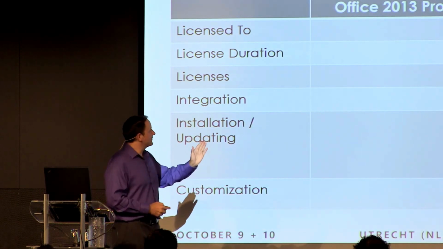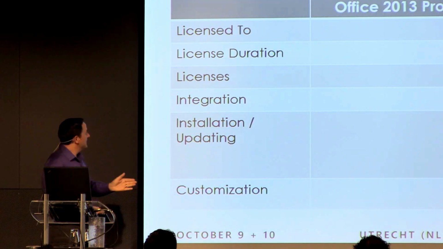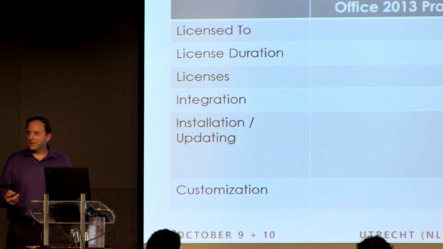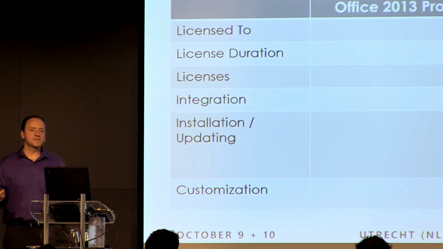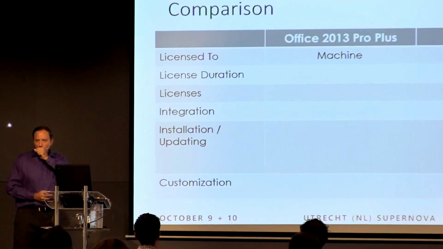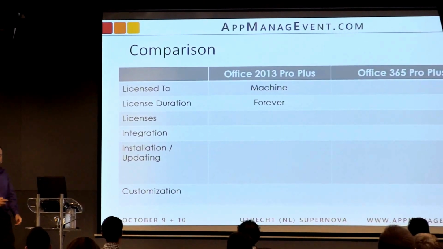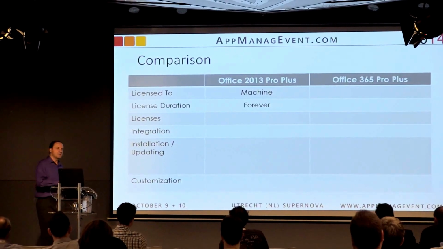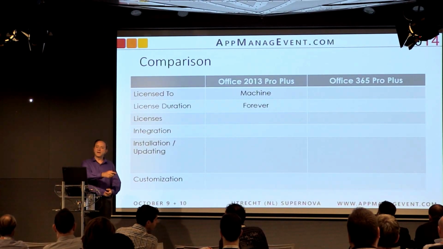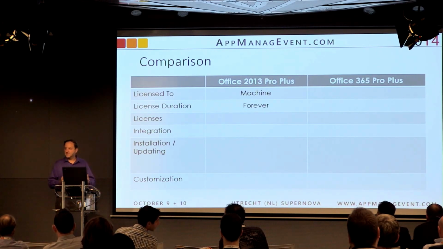I like to go from what you're familiar with to what's new. So let's talk about MSI. If you're going to deploy MSI 2013, it's very, very similar to how you've done Office 2010 or Office 2007 MSI. You license the product to the machine. The duration is forever. If you want that copy of Office to run on that machine for the next 50 years and you can actually keep it running, then that's your prerogative.